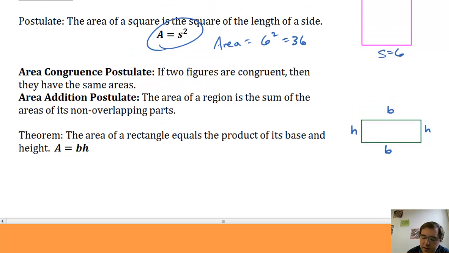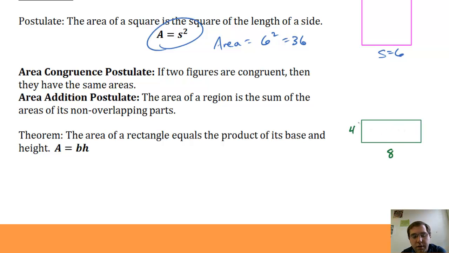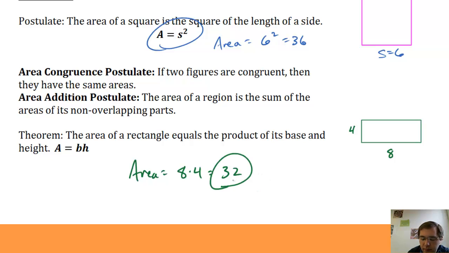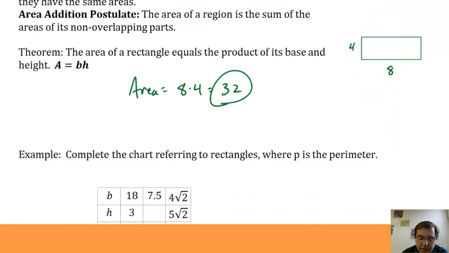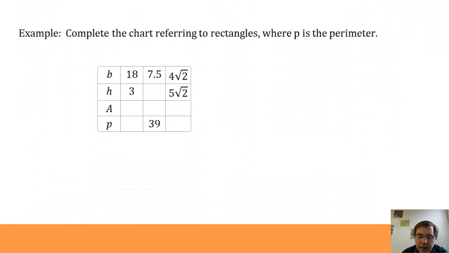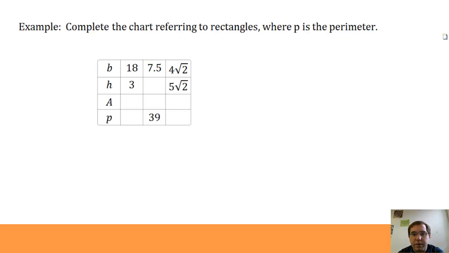So for this rectangle, let's say the base has a length 8 and it has a height of 4, and the area is going to be 8 times 4, or 32 square units, whatever those units are. Okay, so that's the area of a square and the area of a rectangle. And we're going to use those in this section to come up with the areas of parallelograms, triangles, and rhombuses. But first, let's practice this.